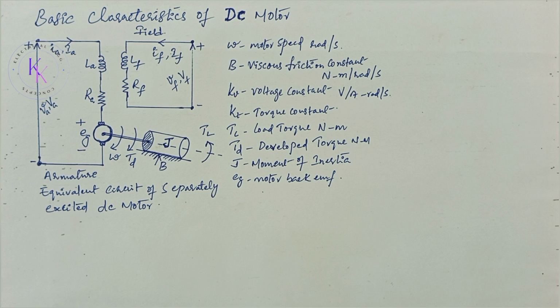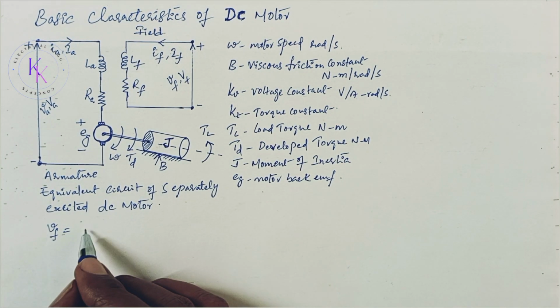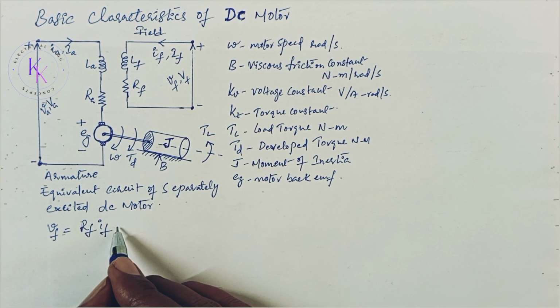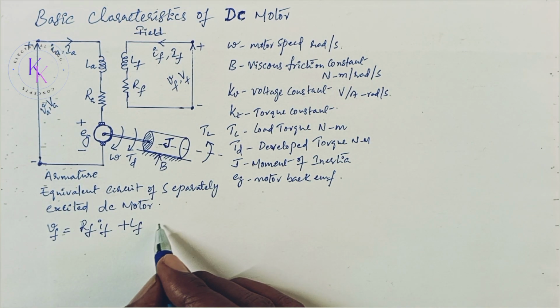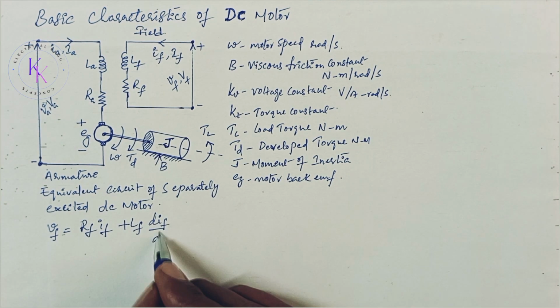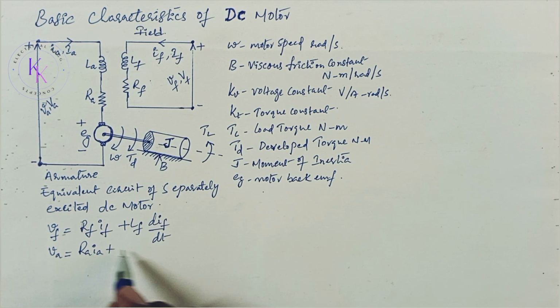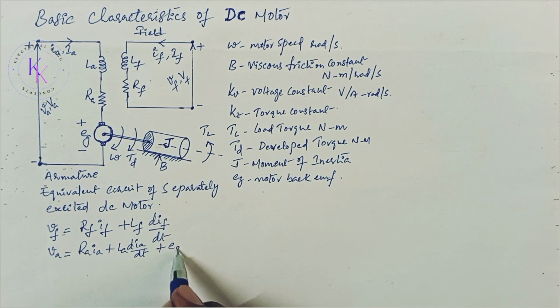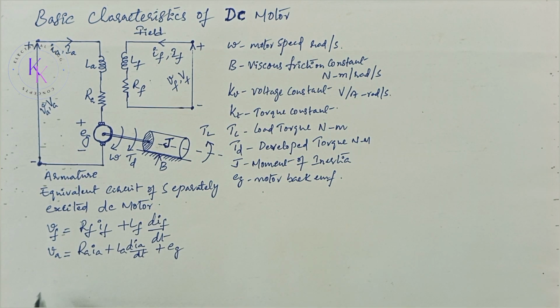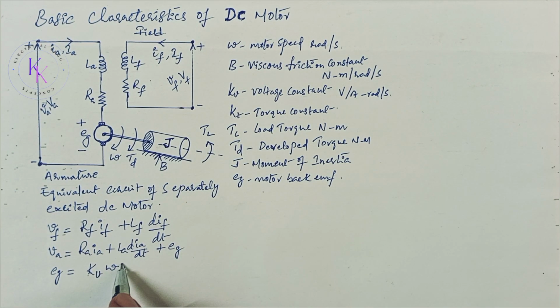Then the instantaneous field current IF is described as VF equals RF IF plus LF dIF by dt. This equation is from the field circuit. Armature current can be found from the equation VA equals RA IA plus LA dIA by dt plus the motor back EMF EG. EG, also known as speed voltage, is given by EG equals kV omega IF.